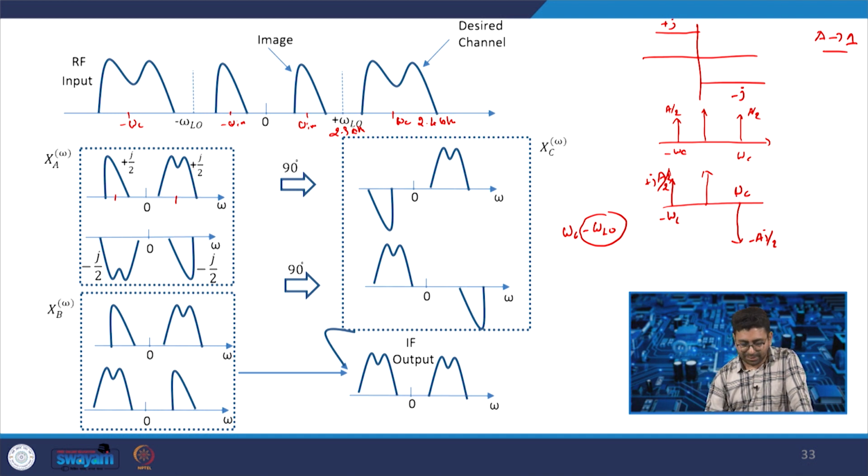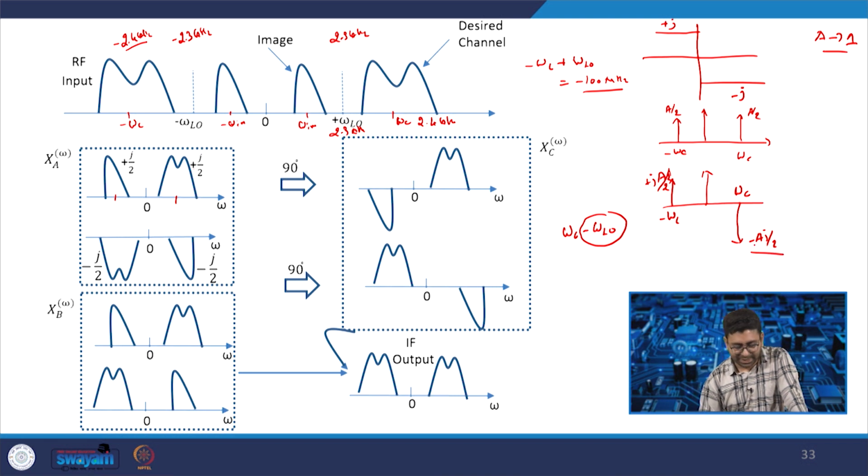consider the omega c, let us say if this is minus 2.4 gigahertz and this is minus 2.3 gigahertz and this is plus 2.3 gigahertz. So, when it is minus 2.4, that is minus omega c plus omega LO, that is a minus 100 megahertz. So, we need to multiply with minus j by 2, and in both the places minus j by 2 is multiplied, that is why we have shown it like this.